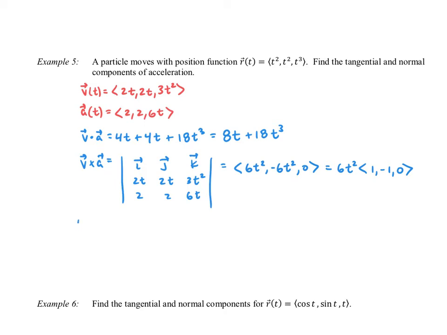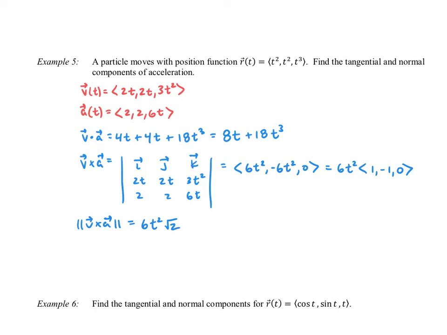When you take the magnitude now of v crossed with a, the magnitude of 6t squared is of course itself, because you would just take the square root of it squared. And then the magnitude of 1, negative 1, 0 will be the square root of 2. So that's a much easier way to do the magnitude.